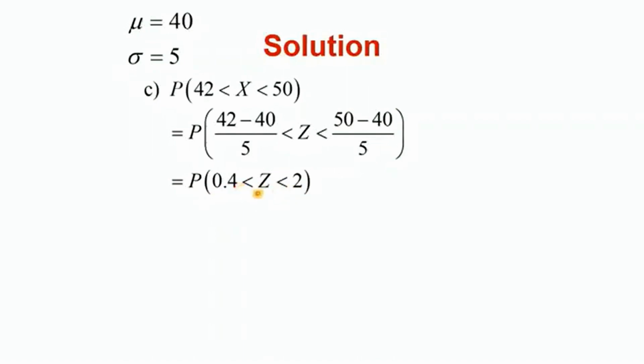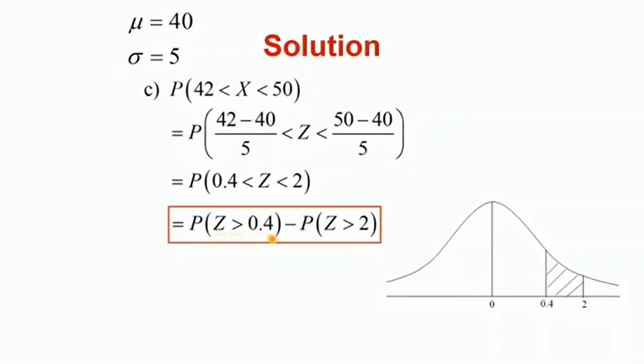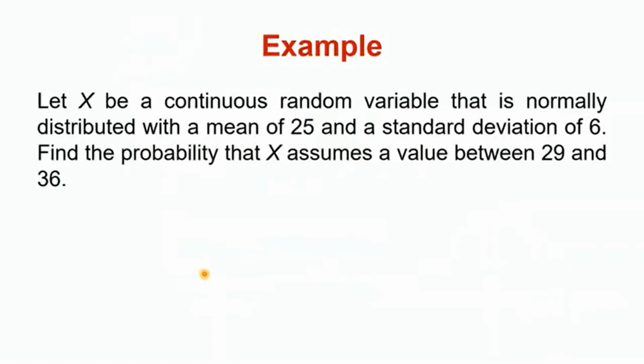When we have two positive values, the probability of z more than a smaller one, like 0.4 and 2. This area is z more than 0.4 and this area is z more than 2. The balance is my answer. So I need to find the probability of z more than 0.4 from the table and the probability of z more than 2 from the table. The balance is equal to 0.32185. These two values come from the table.